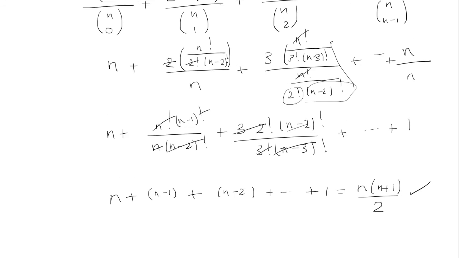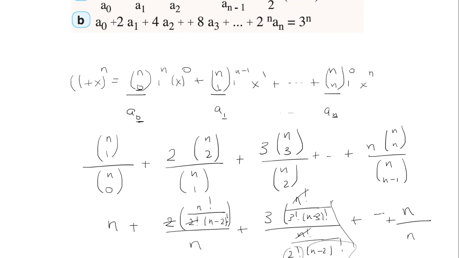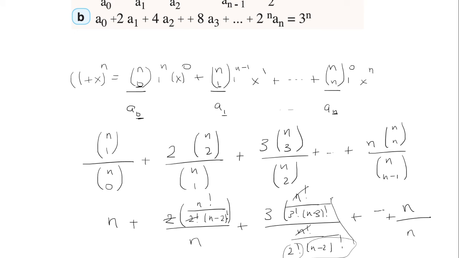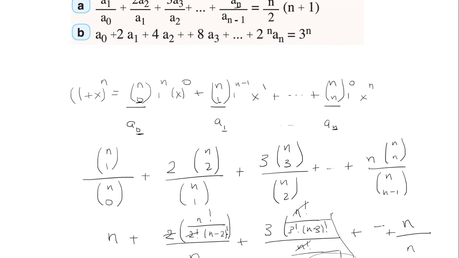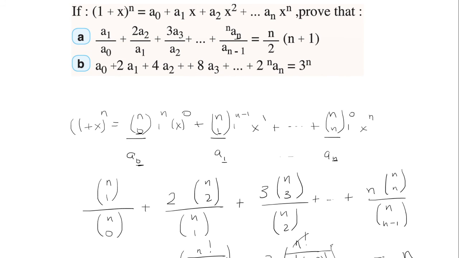Now let's review part B. Okay, so we want this sum to equal 3 to the n. So this is a very easy proof, because we're going to use the given. We're going to use the top here. If 1 plus x to the n is equal to that, well, I'm going to substitute x equals 2. So then it's 1 plus 2 to the n.